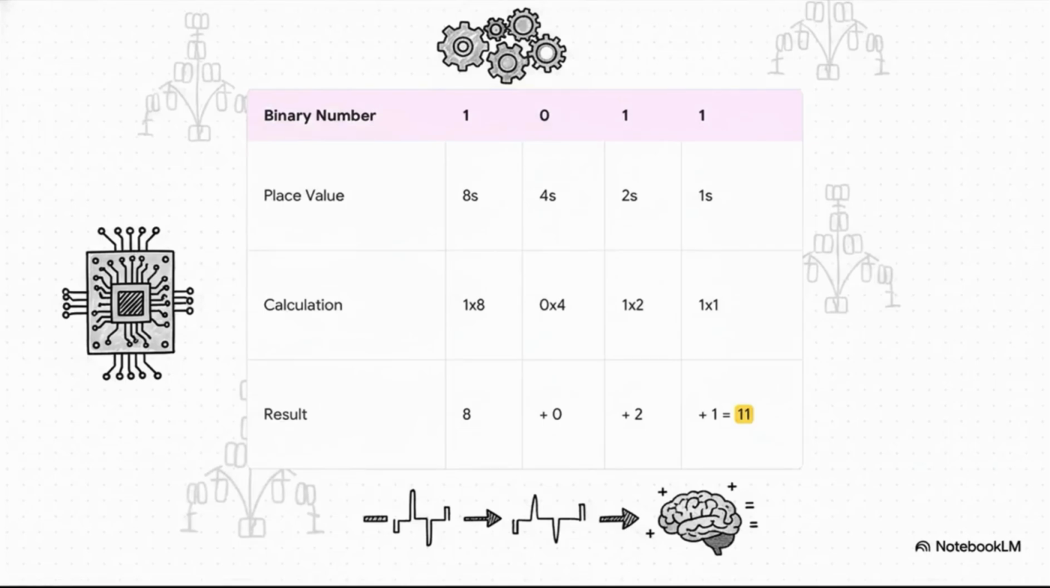Say we have the binary number 1011. We've got a 1 in the eights place, so we grab that. We have a 0 in the fours place, so we ignore it. Then a 1 in the twos place, and a 1 in the ones place. So you just add them up. 8 plus 2 plus 1 gives us 11 in our number system. See? Not so scary after all.